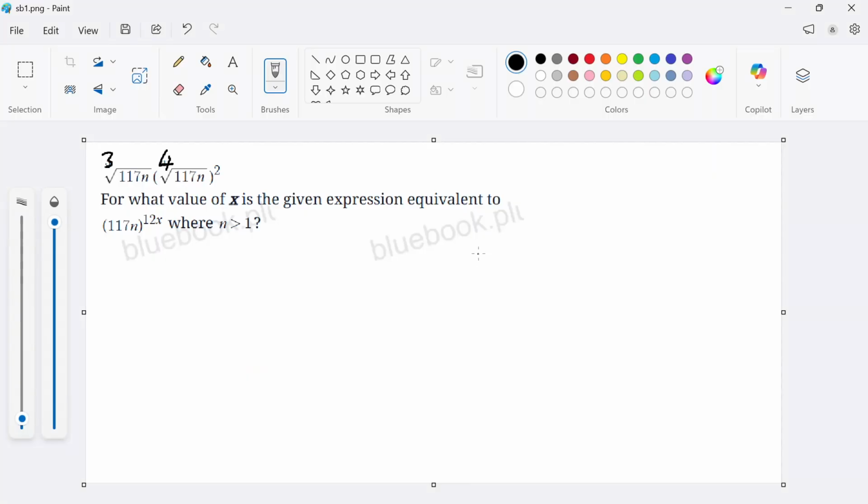Here's a digital SAT math question. It's the third root of 117n times the fourth root of 117n squared, which would be, the root is the fourth root, 1/4, squared is 2/4 is 1/2.